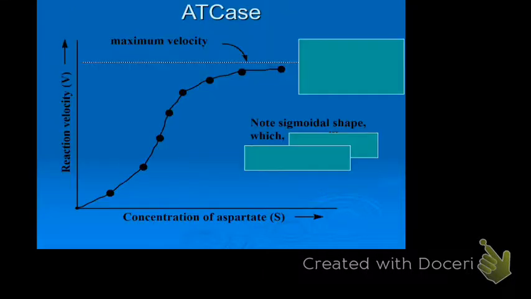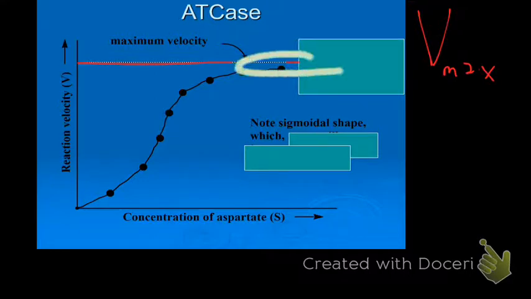But if you look at the velocity as a function of substrate, we see something. First off, there's what's called the maximum velocity. They abbreviate and call this Vmax, a big V subscript max, because you can never get faster than that. At this point, it's now zero order, because you keep adding more substrate, it doesn't matter.